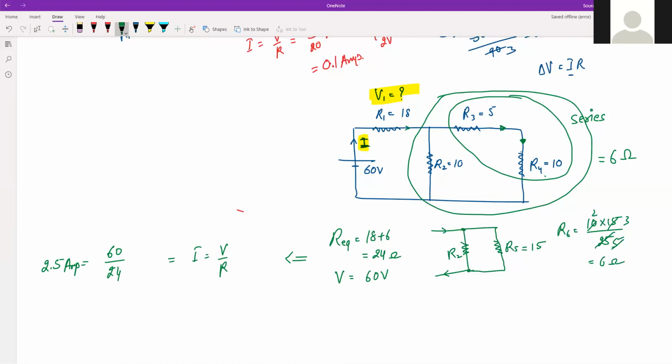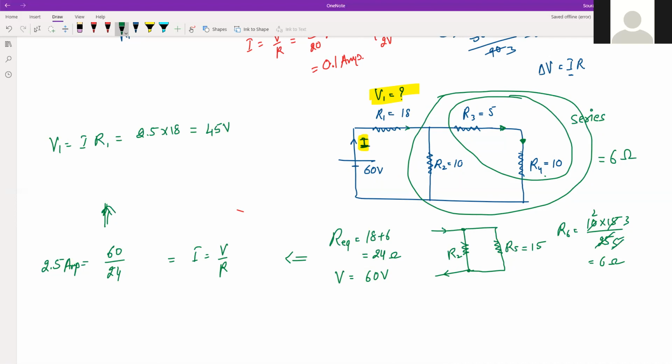Right? So that is 2.5 amperes current. But what do we have to find? We have to find the voltage drop V1. So that is equal to I into R1. So that will be equal to 2.5 into 18, or 45 volts. Now we can find others also, which is not being asked here.